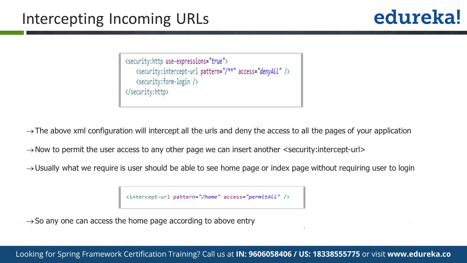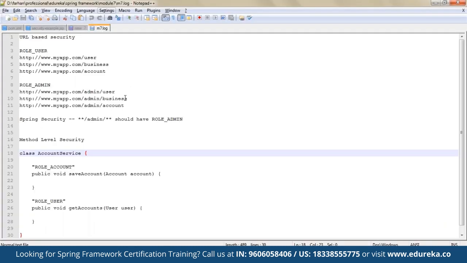Now to permit user access to any other page, we can insert another security intercept URL. Let's say intercept URL home permit all. Using the pattern and access keywords, we can prohibit the user from accessing certain URLs. For an example, let's see how to use these things.